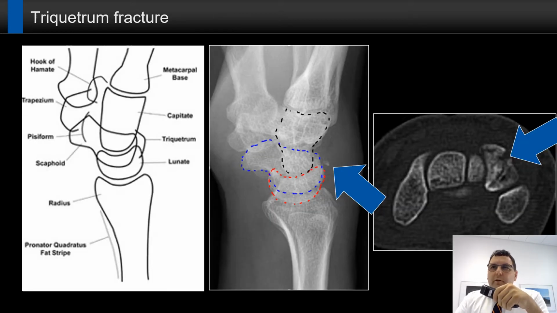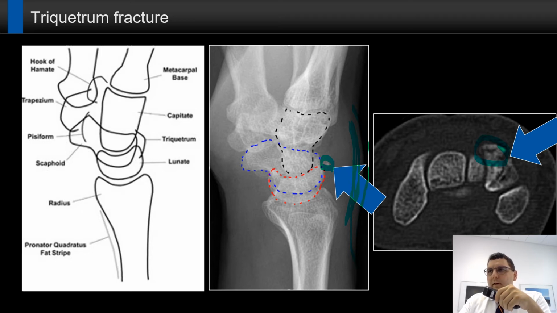Triquetrum fractures are quite common. You can see here a lateral radiograph with all the bones highlighted in different colors, and there is a small fragment in the posterior aspect, the dorsal aspect of the hand. You can see also there is a huge soft tissue swelling exactly here, and this is a very pathognomonic location for a triquetrum fracture. You can see also here on CT the fracture fragment nicely outlined, but if you have this classic sign on the lateral radiograph, there is not necessarily a need for CT just for this.